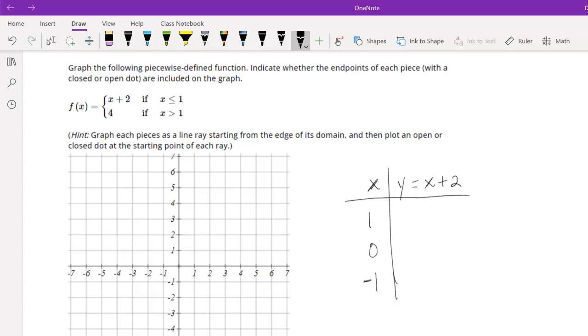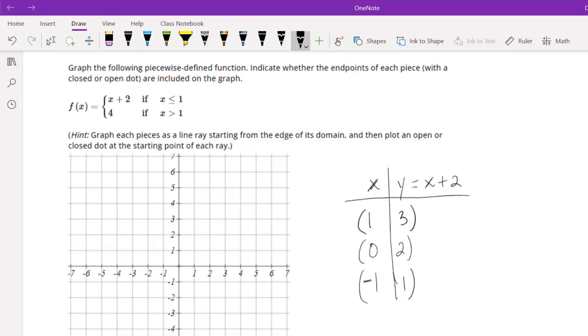I'm simply going to complete ordered pairs. So if I were to substitute 1 for x, 1 plus 2 is 3. So I have one ordered pair point, 1, 3. If I substitute x equal to 0 in this equation, 0 plus 2 is 2. That gives us a second ordered pair point. And if I were to substitute in x for -1, -1 plus 2 is +1.